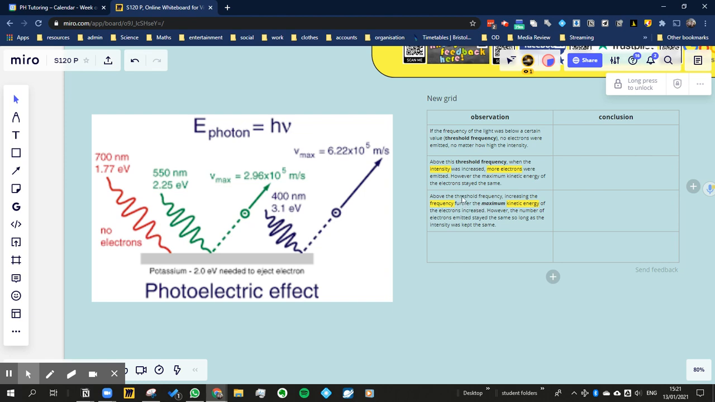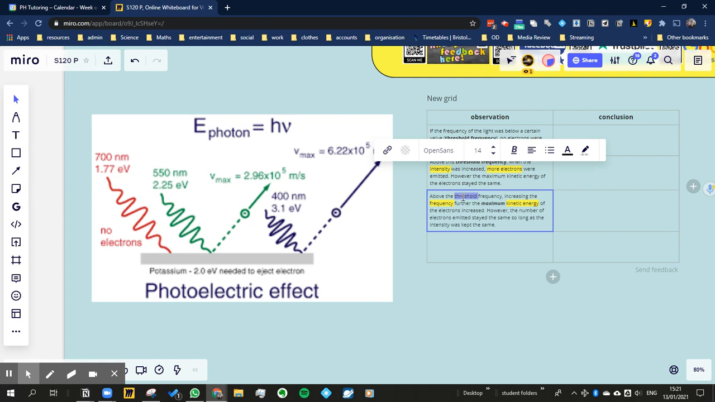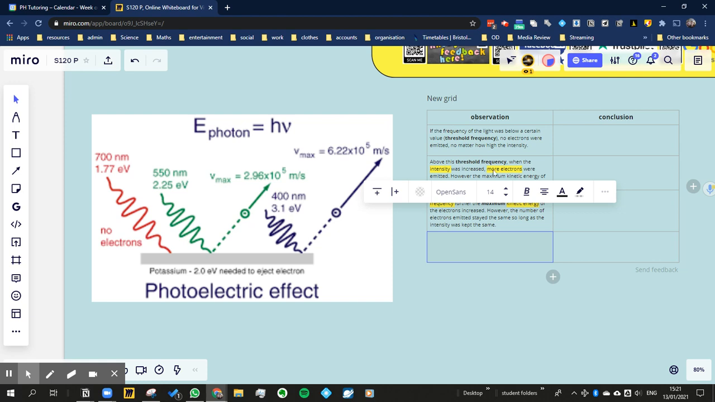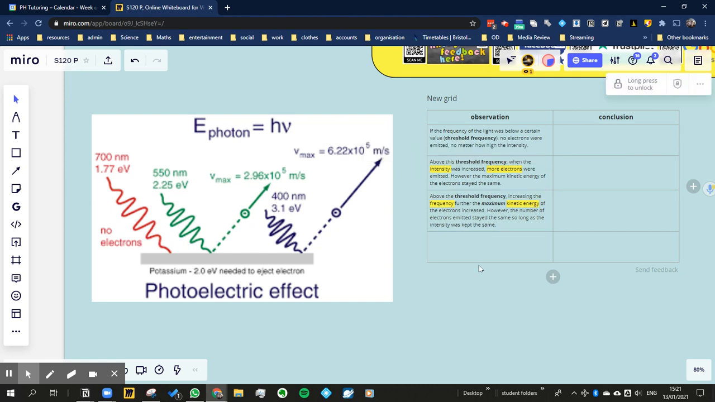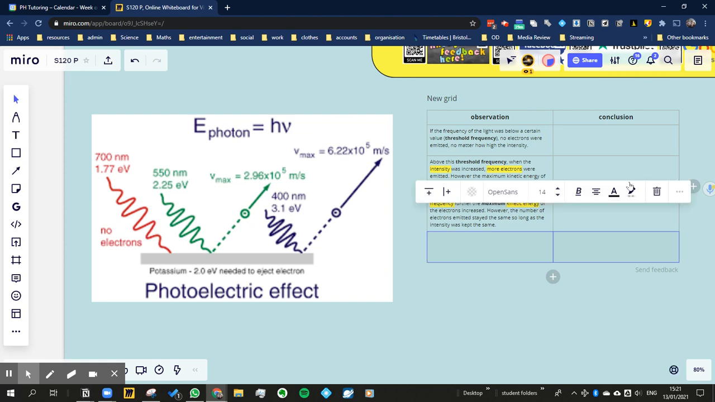Also, if you go above this threshold frequency and increase the frequency, so in the first case we're increasing the intensity, and that caused more electrons. In this case, we are increasing the frequency, and this changed the maximum kinetic energy, but the number of electrons stayed the same. So the intensity changed the number of electrons, but the frequency changed the kinetic energy of each individual electron. And if the frequency wasn't high enough, you wouldn't get any electrons emitted anyway.